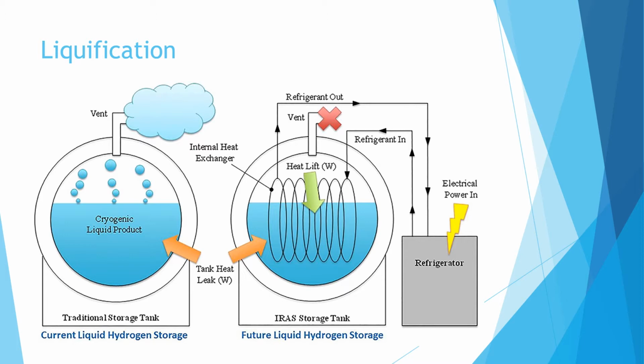Liquefaction has two challenges: the efficiency of the liquefaction process and the boil-off of the liquid. The theoretical work necessary to liquefy hydrogen gas at room temperature is 3.23 kilowatt hour per kg, but the technical work is about 15.2 kilowatt hour per kg, which is almost half of the lower heating value of hydrogen.